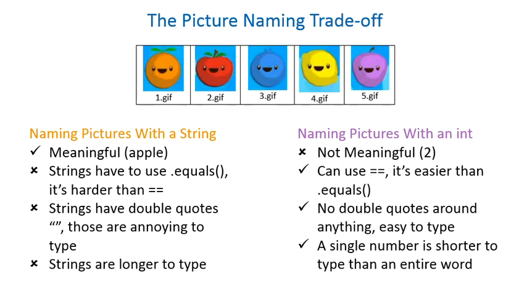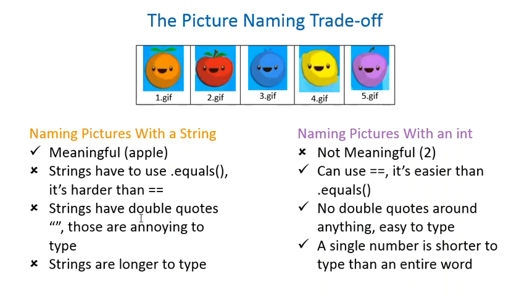When I'm naming my pictures, I could name them with a string. I could have called this one orange, I could have called this one apple, I could have called this one blueberry, lemon, and I don't know, grape, eggplant, something. Anyways, the thing that would be good about that situation is that all of those names are very meaningful. But the thing that would be bad is that I would have to use dot equals because strings have to, and they're really annoying.